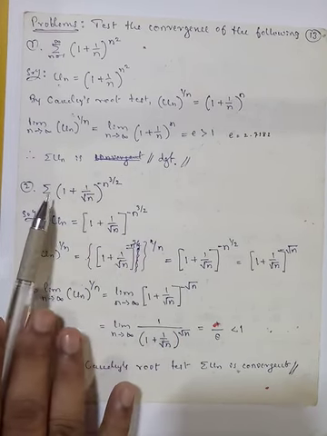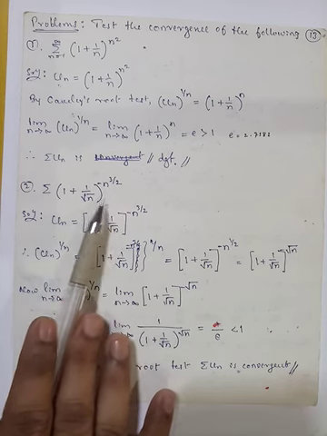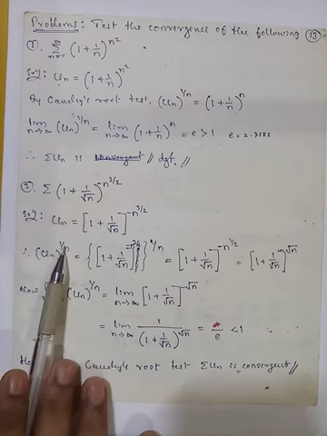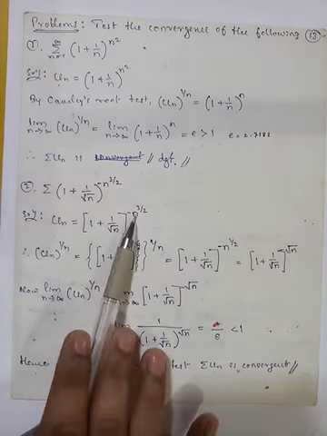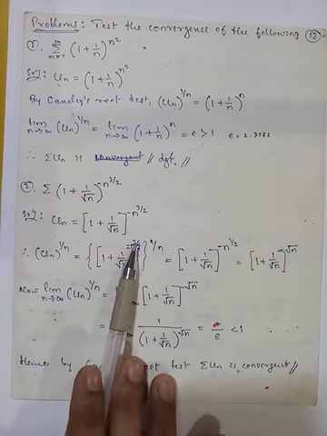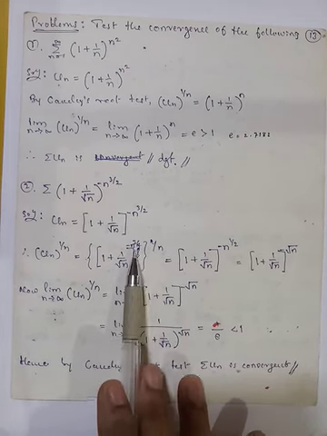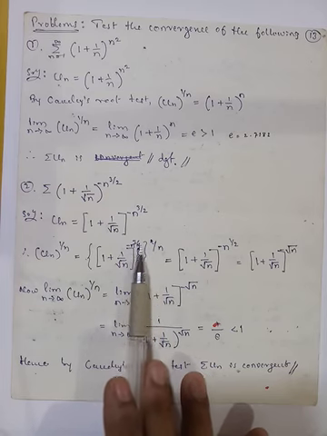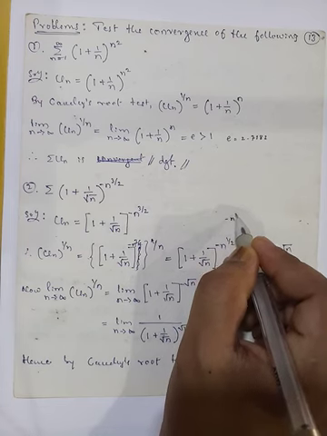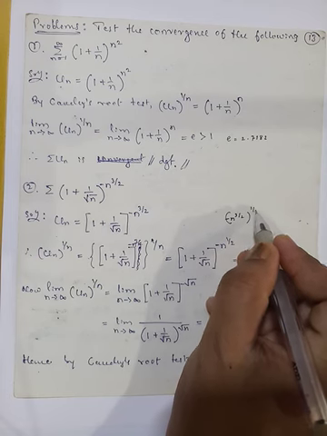Second example: summation of (1 plus 1 divided by square root of n) to the power minus n raised to 3 by 2. So un is given directly. Taking the un, we take the power as 1 by n. So (1 plus 1 divided by root n) to the power minus n raised to 3 by 2, then to the power 1 by n. These two powers are multiplying. So I write here minus n raised to 3 by 2, to the power 1 by n.